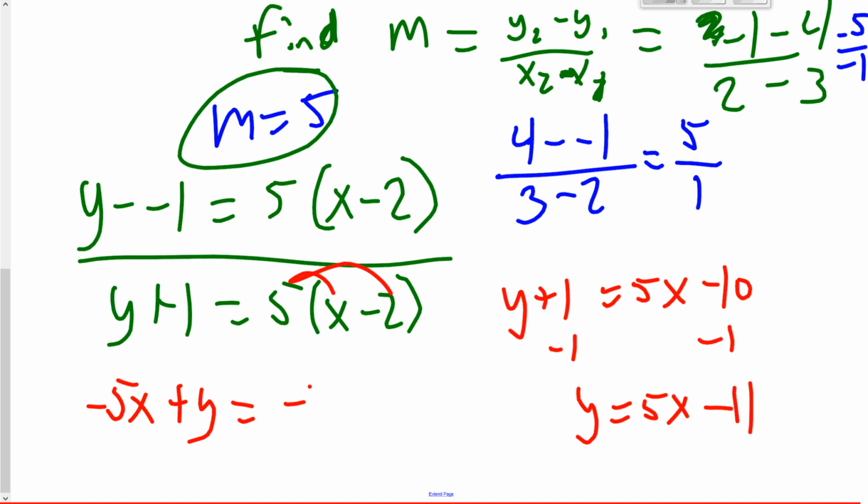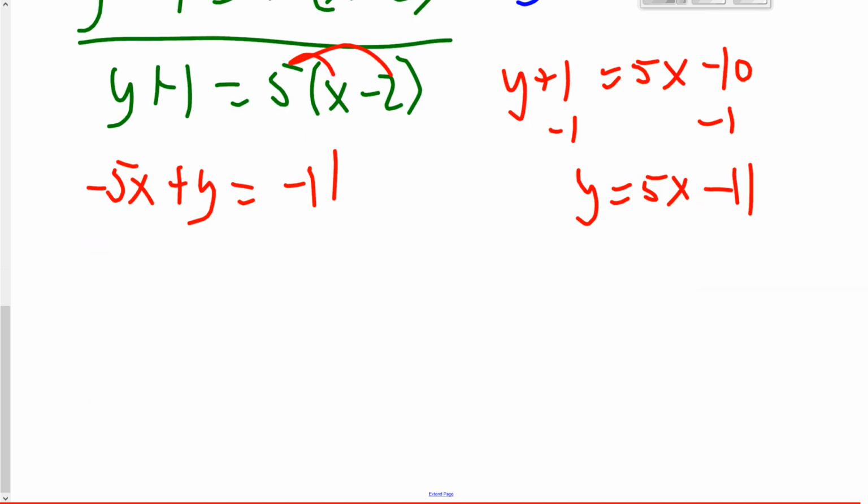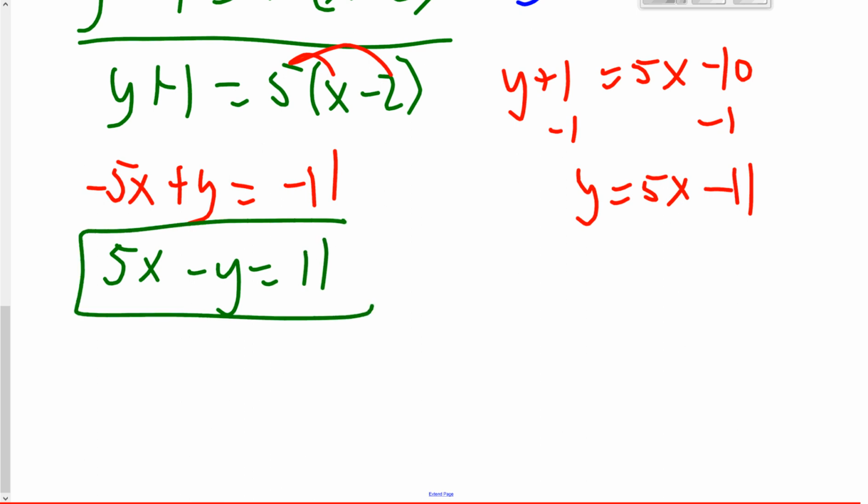The only thing is, when you put it in standard form, your x's always need to be positive, and you can't have any fractions on them. So no fractions on your x's and no negatives, right? If we multiply everything by negative 1, then we get rid of that negative. Then that would be standard form.